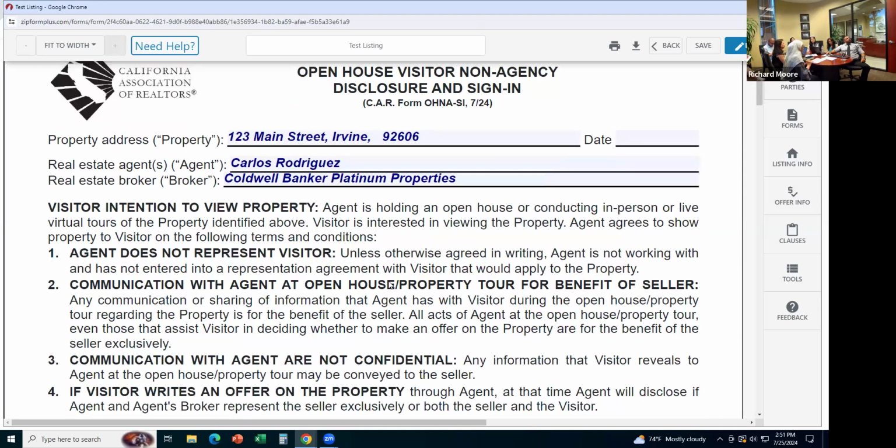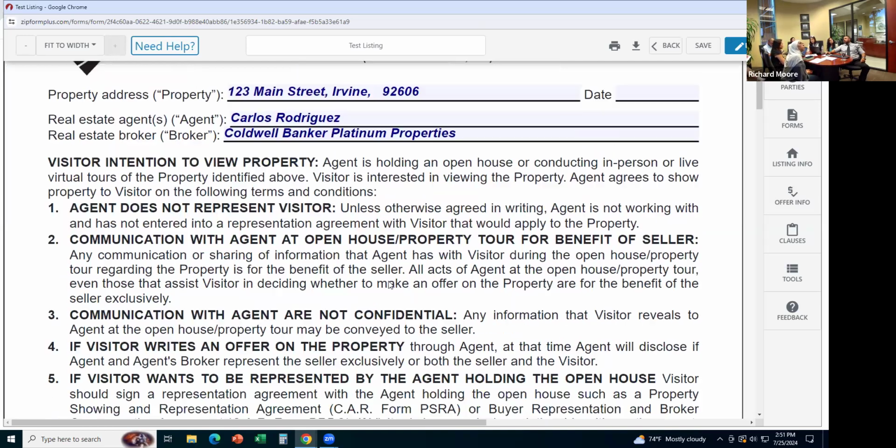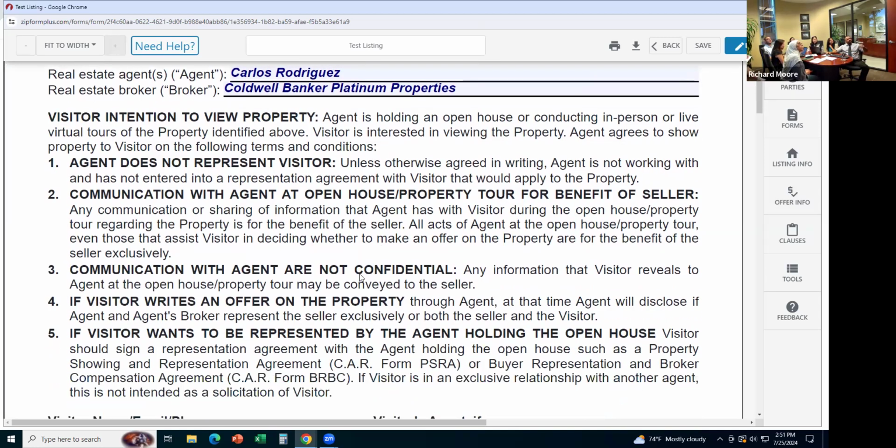So let's go over it here. This is saying, I'm not representing you. If you come in here, anything you tell me, I'm going to share with my seller. So, just so you know, communications with an agent are not confidential, and then you go right there.